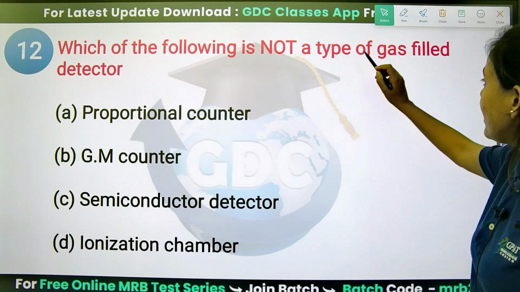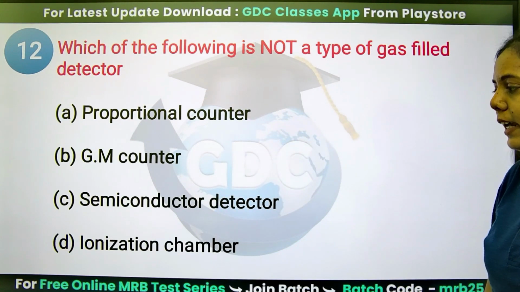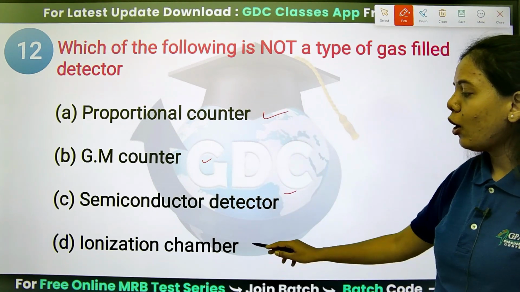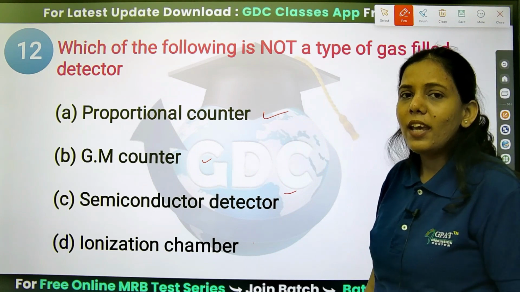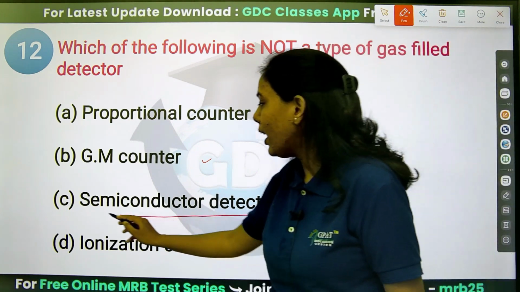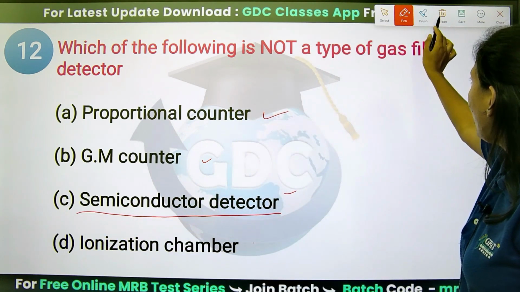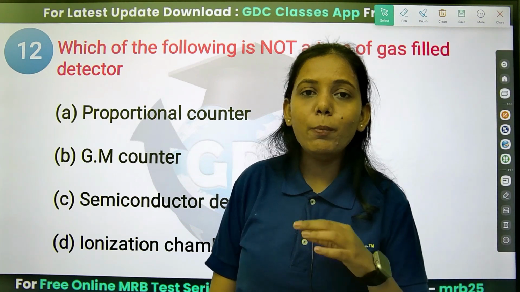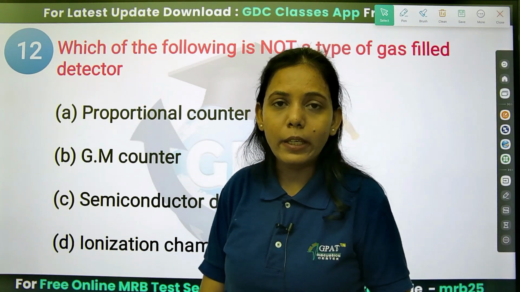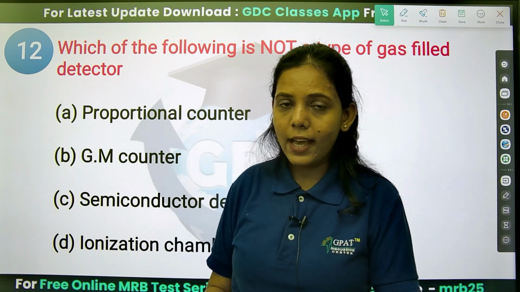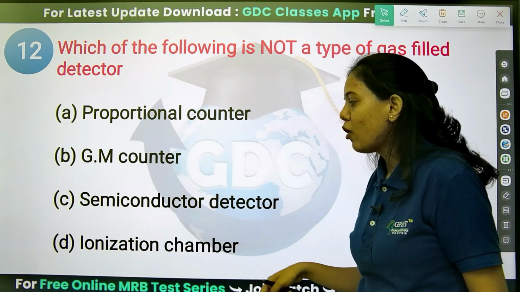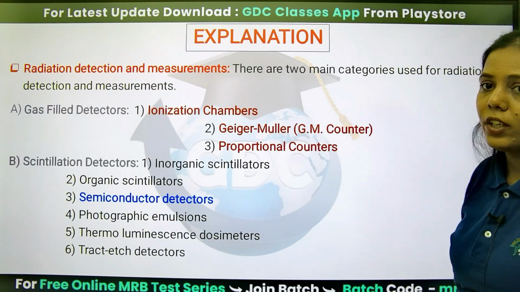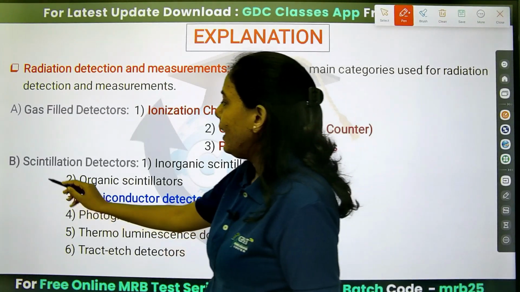Which of the following is not a type of gas filled detector? Proportional counter, GM counter, semiconductor or ionization chamber. So there are various types. Basically the semiconductor detector is not a type of gas filled detector. When we talk about the gas filled, it should be an inert gas like neon, argon, helium. So semiconductor is not coming in the gas filled detector. Basically it is a scintillation detector.